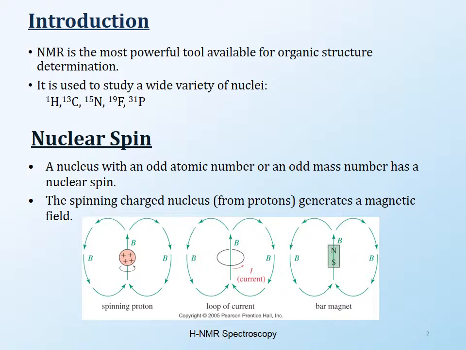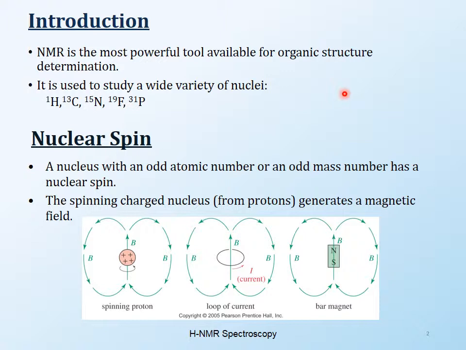NMR is one of the most useful techniques for structure determination in organic chemistry. It's very powerful. It gives an absolute structure, and organic chemists generally swear by it. If you've taken an NMR, you don't need anything else. We've talked about all the different techniques by now.